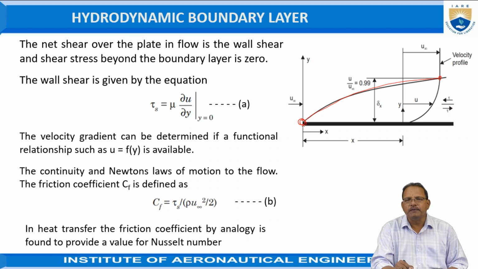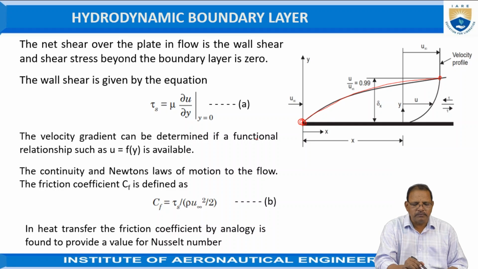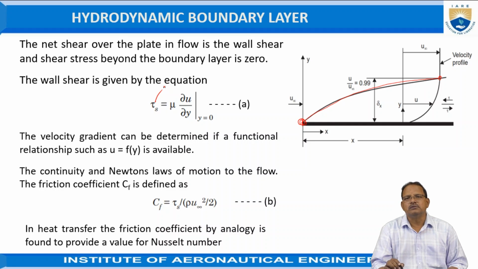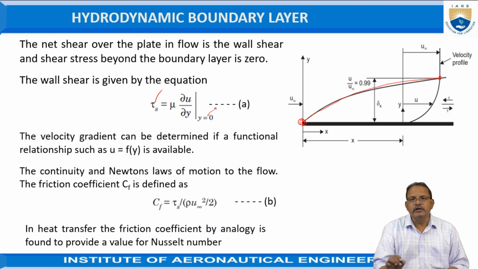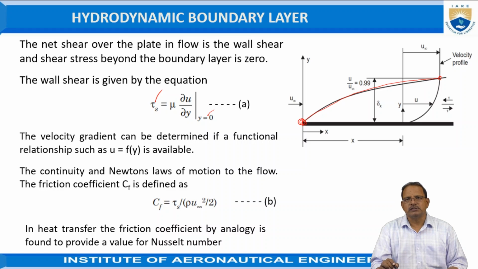So at the surface of the plate, that is at y equal to 0, at this position now, the shear stress present is determined by using the relation: tau s is equal to mu into dou u by dou y, at y equal to 0. Here tau s represents the viscous stress, or sometimes it is also called shear stress, mu represents the dynamic viscosity of the fluid, and du by dy represents the velocity gradient.